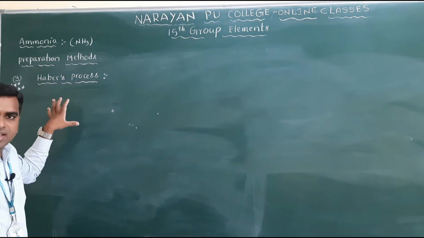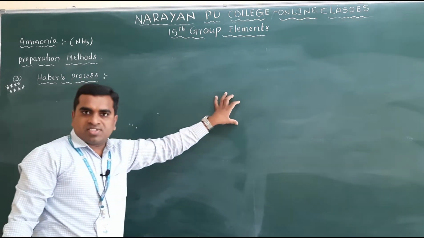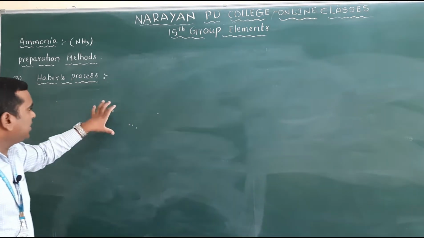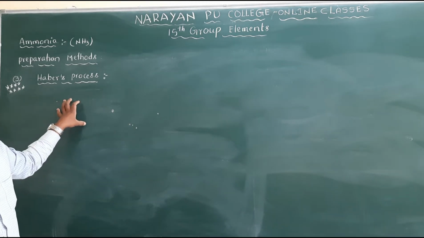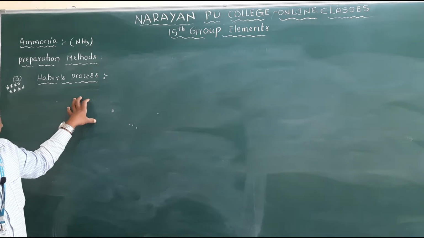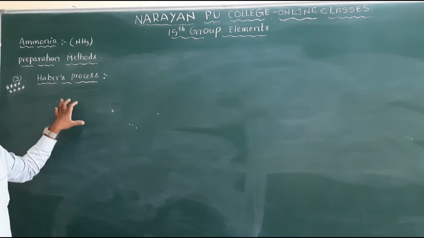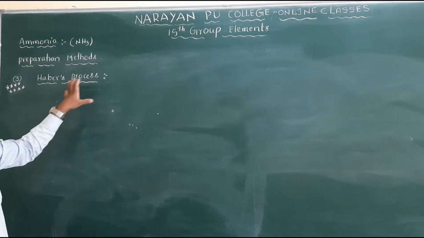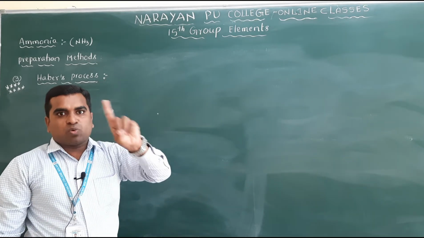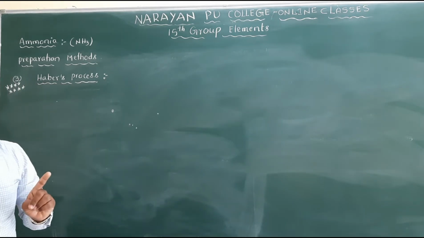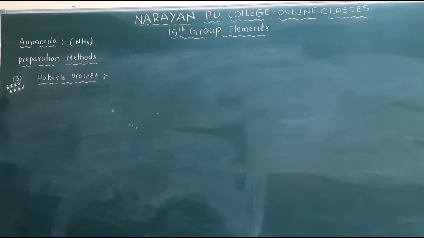They will ask what is the preparation method and conditions, and a flow chart is there. If you prepare these 3 perfectly, this question is asked many times in the PU examination. There are 3 processes: Haber process, next Ostwald process, and contact process. Among these 3, 1 question will come in the PU for 3 marks, with 90% chance. So you have to be careful. So, the Haber process.